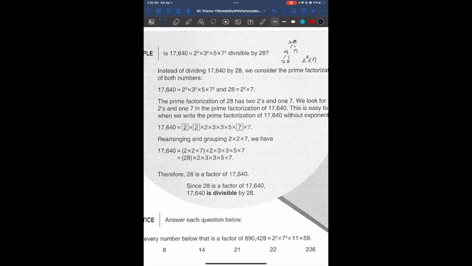And even though the question only asked us, is it divisible by 28? What we can do is get the answer of dividing the number by 28, and that would be the remaining factors of the prime factorization multiplied. So since we used 2 2's and 7, the remaining ones are going to be 2 times 3 to the power of 2 times 5 times 7, and that's going to be the result when we actually divide.